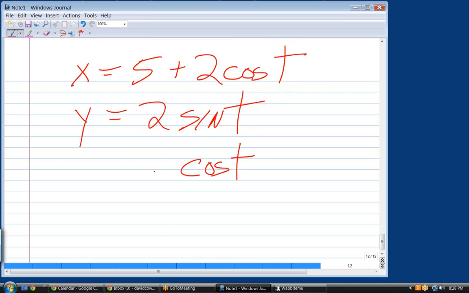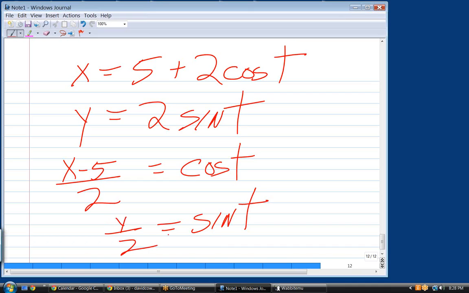So x equals, we're going to solve it for cosine of t. So cosine t equals x minus 5 over 2. Now y? Sine t? That would just be y over 2. Now, if we square both sides and add these two equations together, the right side is going to end up being 1.